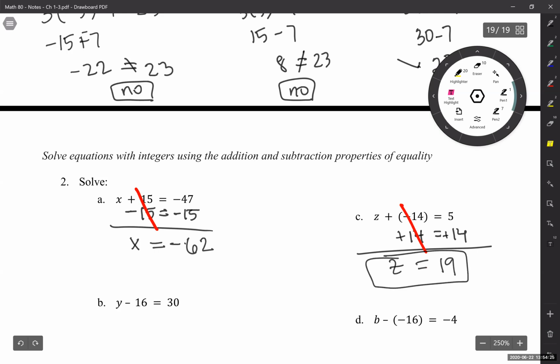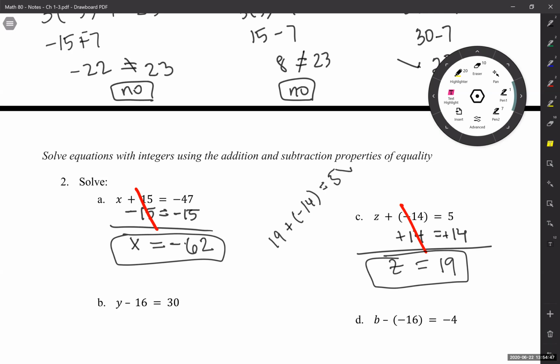And if ever you are confused and you say, am I adding or subtracting? Just try something. Then if you want, you can check. I'm going to check C here, 19 plus negative 14. Since they're opposites, I subtract. That equals, oh, perfect. That's exactly the answer we were looking for. So you can just plug in your answer and check it if you think that you might have done something wrong.